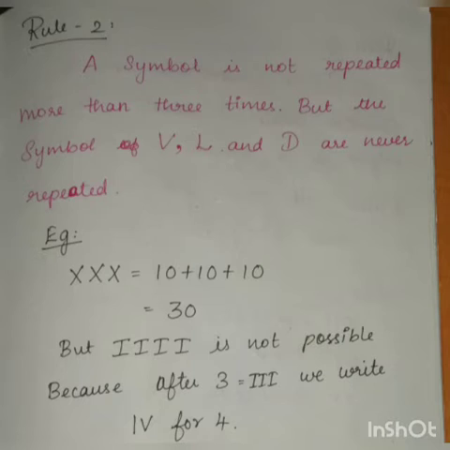Example for that is XXX. Here X is repeated 3 times. So obviously by the previous rule you have to add those 3 times: 10 plus 10 plus 10, 30. Here, if I is repeated 4 times, it is not possible, because by rule 2 a symbol is not repeated more than 3 times. After 3, we will write 4. For that 4, we won't write IIII. We will write IV, because the symbol will be repeated only 3 times. It won't be repeated more than 3 times.